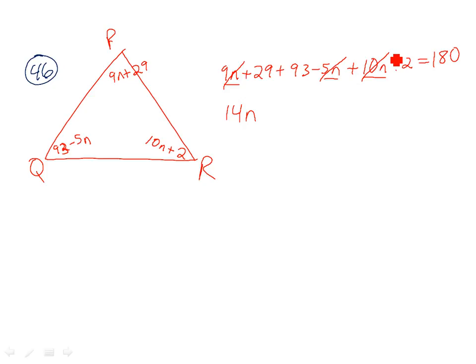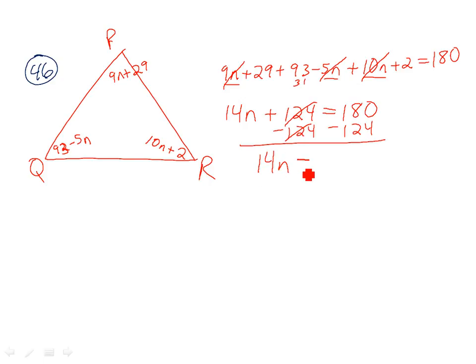So whichever way is easiest, it doesn't matter. I'd probably take the 2 and add it to the 29. What's that give you? 31. Then what's 93 and 31 give you? 124. What do I do next, Keith? That's the last step. Take away 124 on both sides. What's that give us? 14n equals 156.